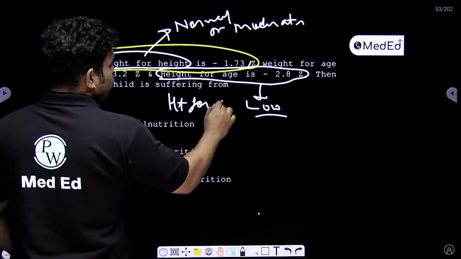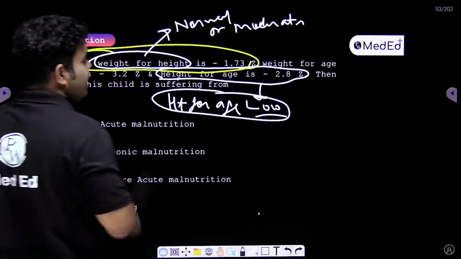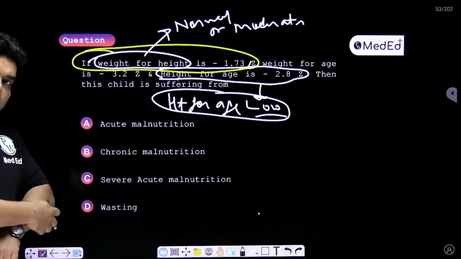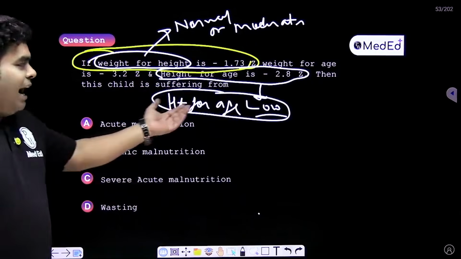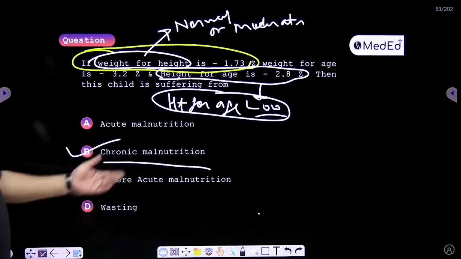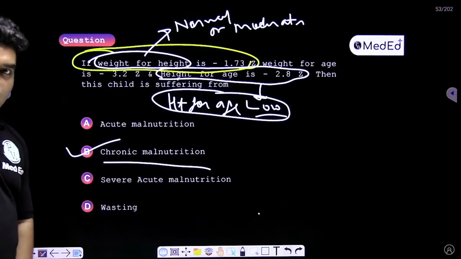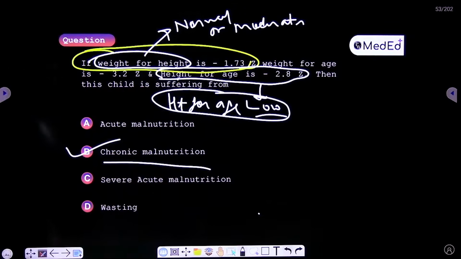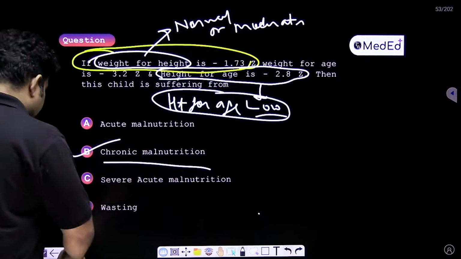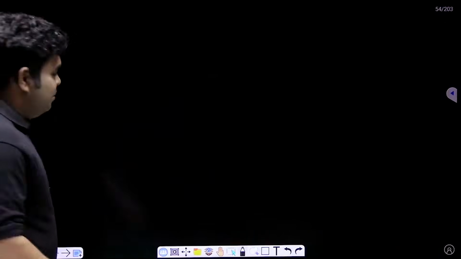So if you found height for age low, under which category will you classify the patient? That's what they have asked. We all know if height for age is low, the problem is chronic malnutrition. So the answer will be chronic malnutrition. This is the type of question which can come from integration of both things. Let me create a good confusing question for all of you.